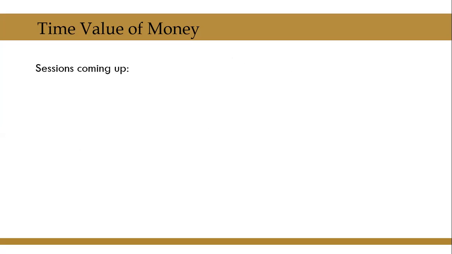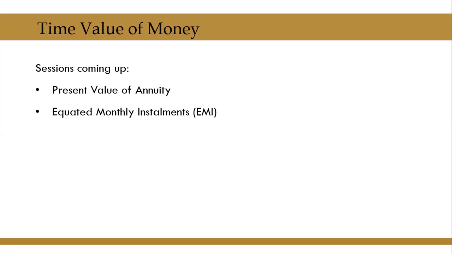The sessions coming up after this session are present value of annuity, equated monthly installment calculations, which is very important. And finally, you have seen a lot of formulae being used in all these equations. You don't have to really remember those formulae because there are wonderful MS Excel applications which can be applied for calculation of future value, present value, etc. Therefore, the last session in the series of time value of money sessions will be an MS Excel application for time value of money. So we will continue this discussion in the following sessions. Thank you.